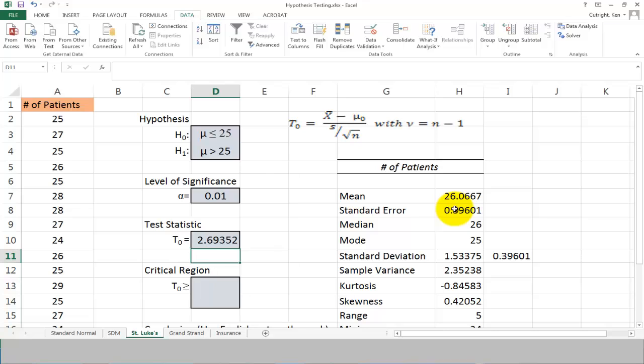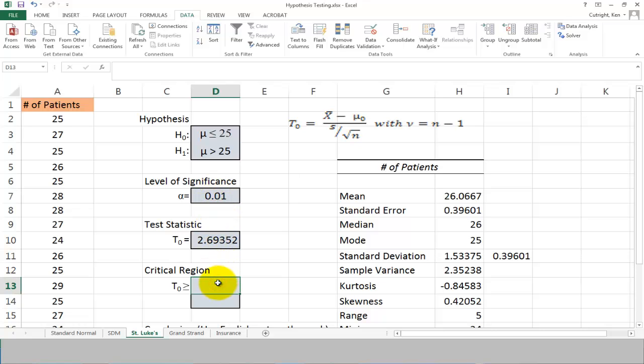What I need to do now is go get the critical region. Now this is a one-tailed test because we have a greater than, and not only is it a one-tailed test, it's a right-tailed test. How do I find the critical region? Well, the critical region is determined by the sign of the alternate hypothesis, greater than, and that's why I have a greater than down here, and the level of significance.